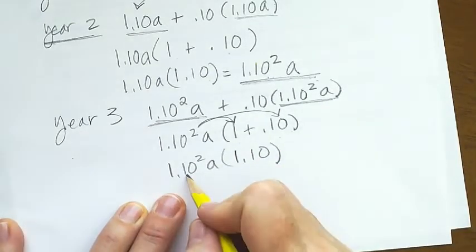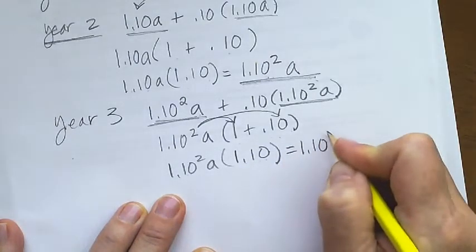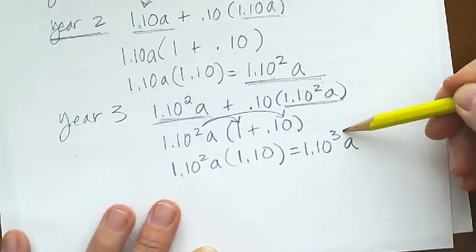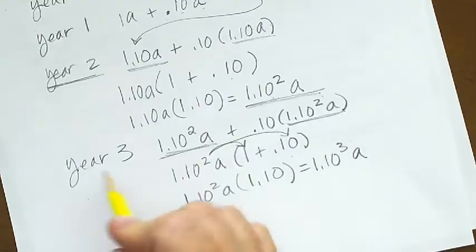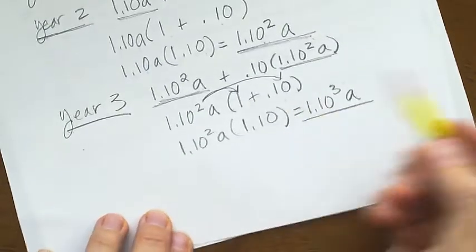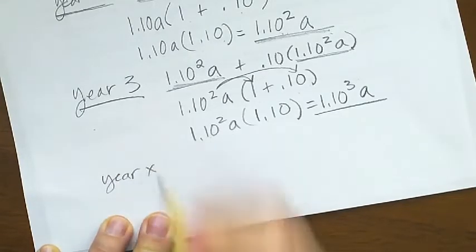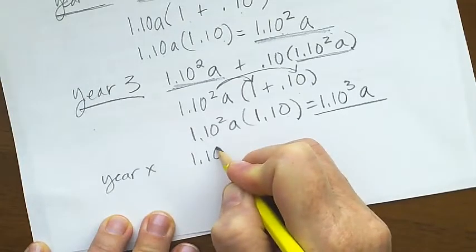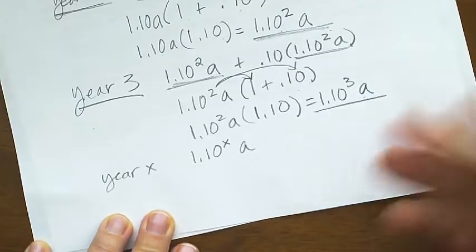Do you see where this is going? 1.10 squared times 1.10, isn't that 1.10 to the third power times A? Did you guess what that was going to be before I even did that? If you did, good job. You're seeing the pattern. Year 3, this is the price of the coffee. So let's write a formula for the price of this coffee. For year X, it's going to be 1.10 to the X times whatever that original price was.